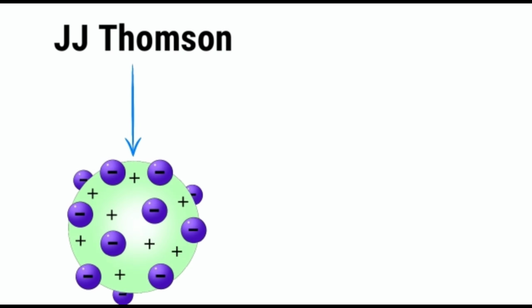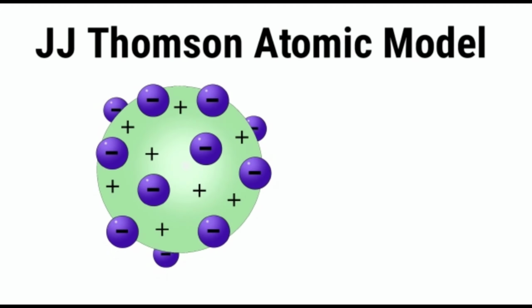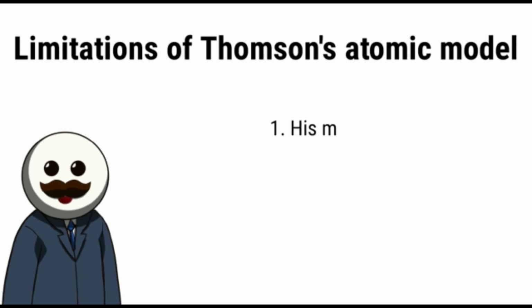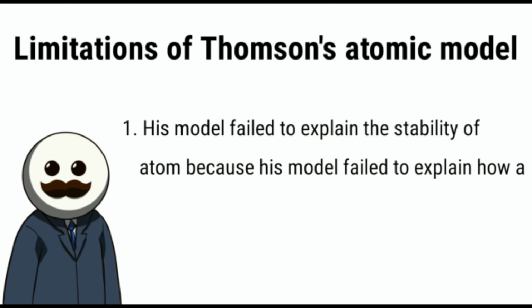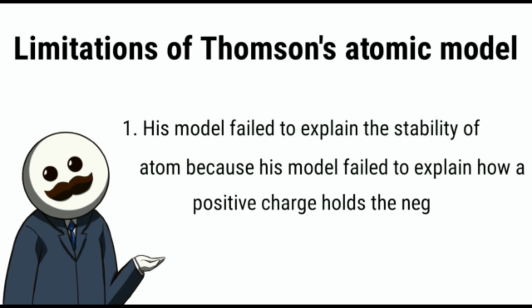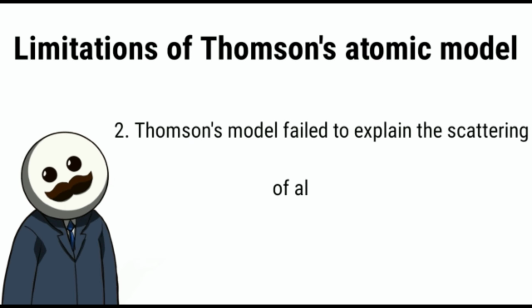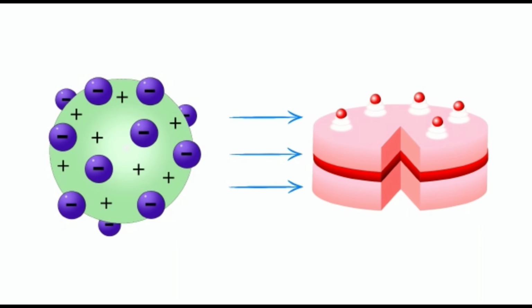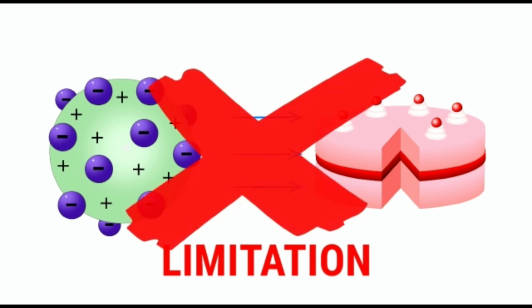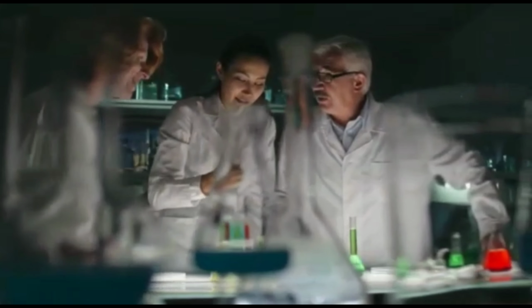Although the model prepared by Sir J.J. Thomson changed the approach of scientists towards the model of an atom, it cannot be overlooked that Sir J.J. Thomson's atomic model had many limitations. Number 1. His model failed to explain the stability of the atom, because it failed to explain how a positive charge holds the negative charge. Number 2. Thomson's model failed to explain the scattering of alpha particles by thin metal foil. As Thomson's plum-pudding model of an atom had many limitations, it failed. So scientists had to work on something more accurate than Sir Thomson's model.